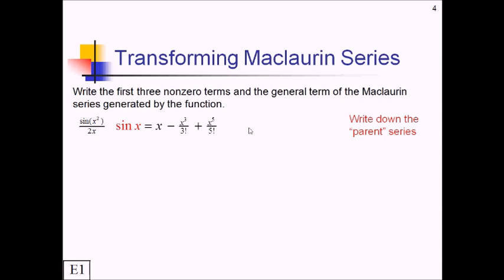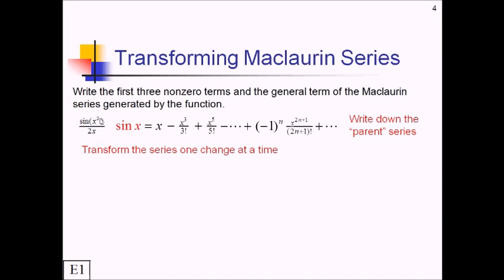And then we have that general term, which is a little tougher to remember, but that was negative 1 to the n, and then we had x to the 2n plus 1 over 2n plus 1 factorial. All right, so that's our basic series. Now what we're going to do is just transform this series one change at a time until sine of x looks like sine of x squared over 2x.